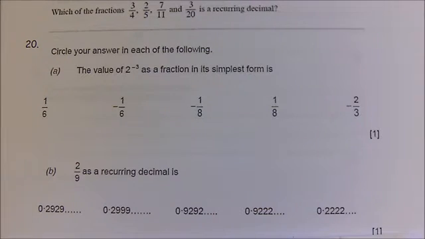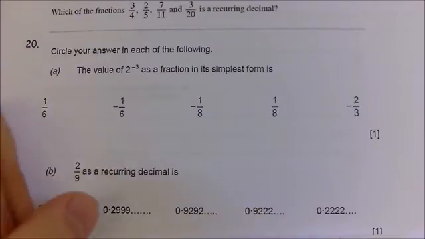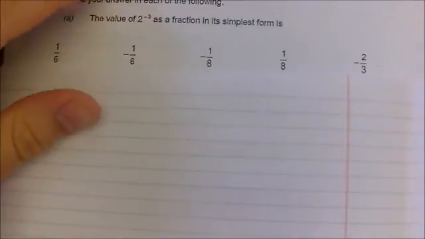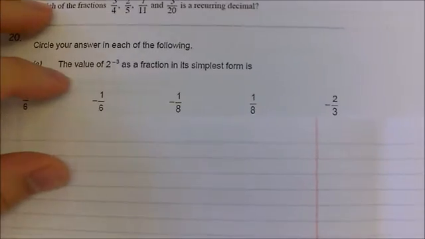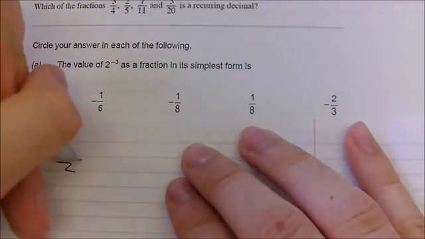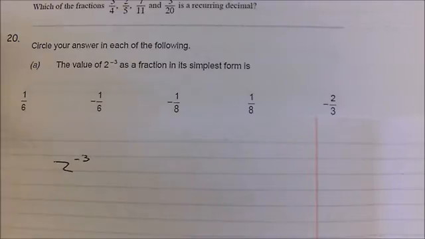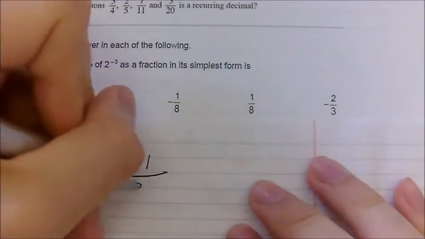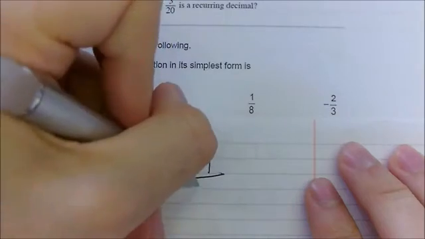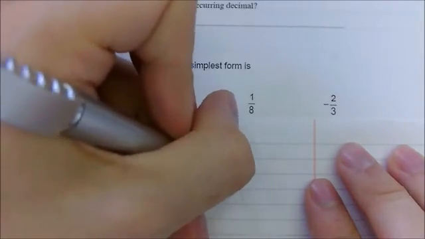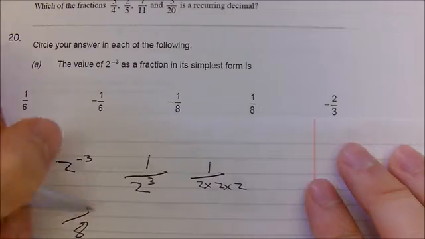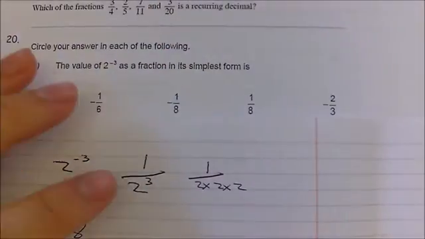Question 20 is circle your answer in each of the following. The value of 2 to the power of minus 3 as a fraction in its simplest form, and 2/9 as a recurring decimal is. So we'll focus on 2 to the power of minus 3 first. So 2 to the power of minus 3 is simply 1 over 2 to the power of 3, which is 1 over 2 times 2 times 2, which is 1 over 8. So 1 over 8 would be the answer to this one.